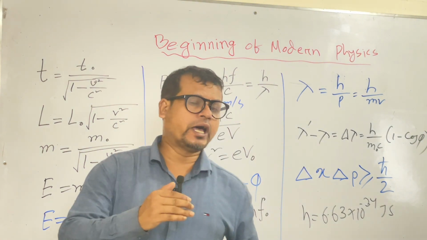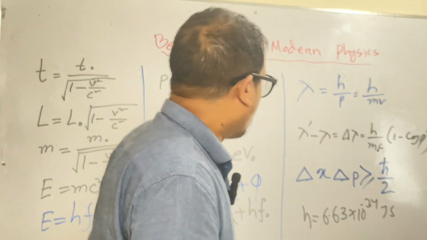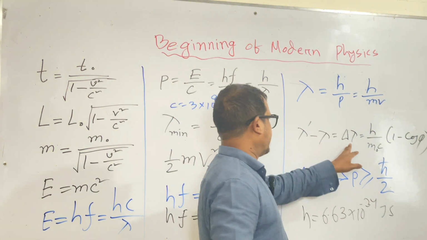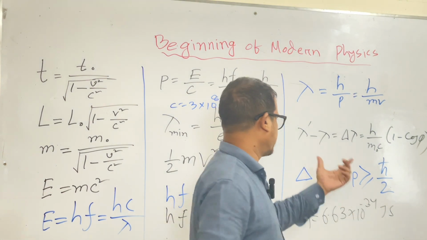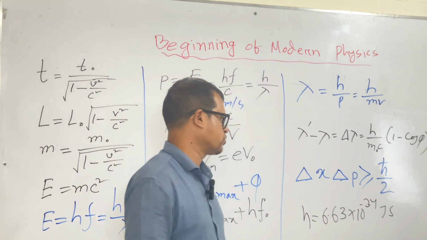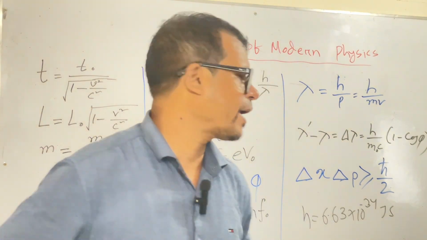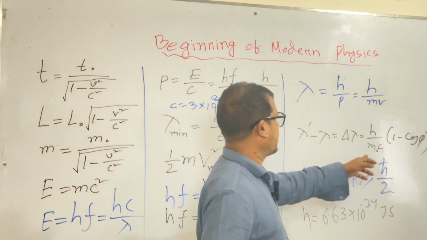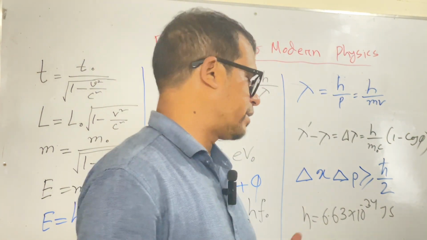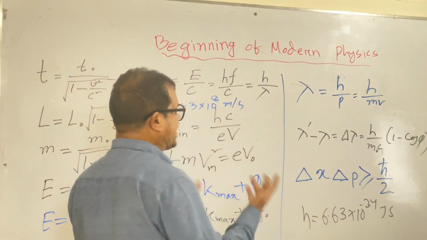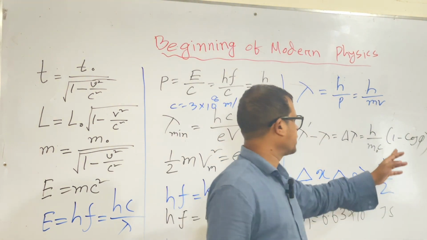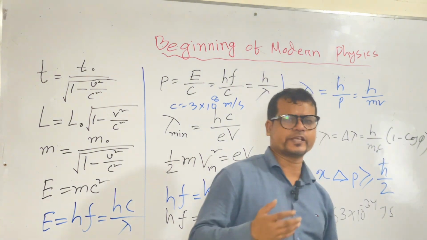Lambda prime is the wavelength of the photon after scattering, and lambda is the wavelength of the incident photon. Delta lambda means the difference of wavelength. h is the Planck constant, given as h equals 6.6 into 10 to the power minus 34 joule second. m naught is the mass of the electron, 9.1 into 10 to the power minus 31 kg. c is the velocity of light, and in 1 minus cos phi, phi is the scattering angle.